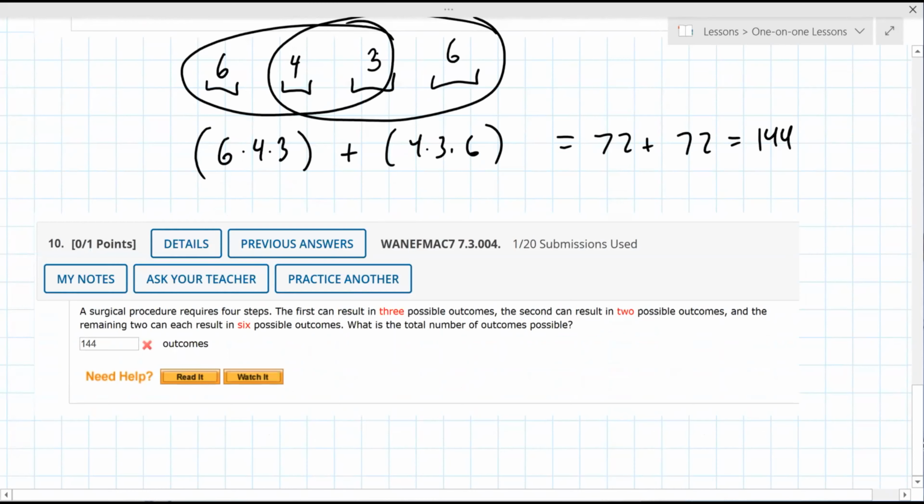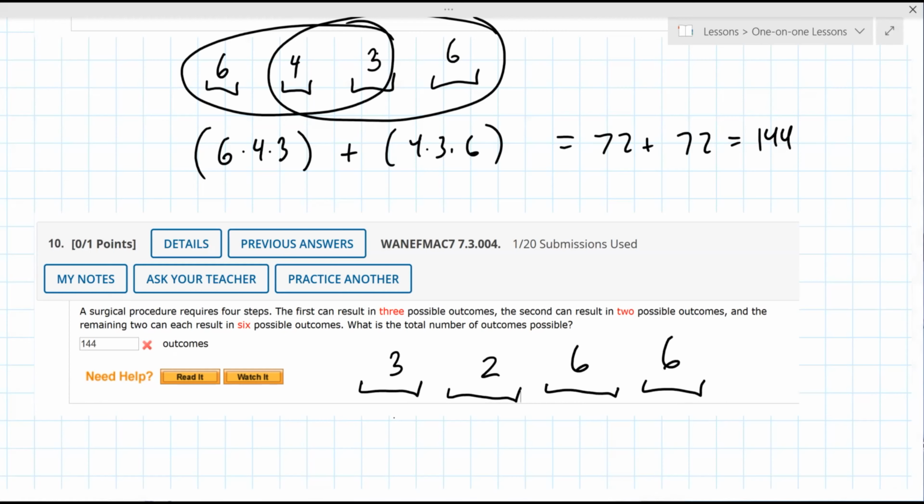Surgical procedure requires 4 steps. The first step has 3 possible outcomes. The second step has 2 possible outcomes, and the remaining 2 can each result in 6 possible outcomes. So I take it to mean, in step 1, step 2, step 3, step 4, 3 times 2 times 6 times 6. That's 216. We'll see if that's accepted here. And it did like that, so that's 216.